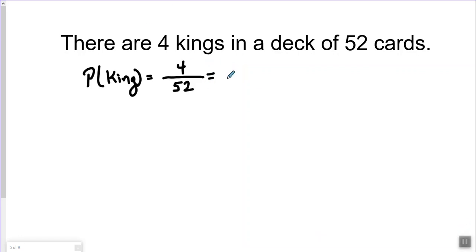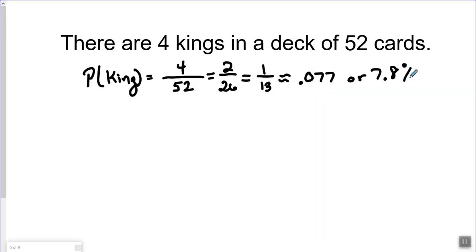Okay, so reducing this, a 2 goes into both. So this gives me 2 out of 26. And that reduces again to 1 out of 13. And if you want to see the decimal, it would be 0.077. You could write it as a percentage as well, 7.7%.